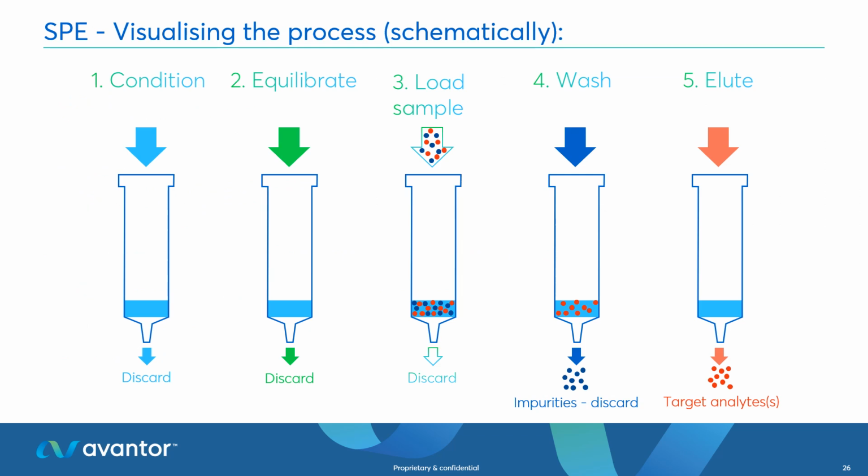So how do we go about optimizing the performance of an SPE methodology? In order to do that, we really need to understand the different steps involved. The traditional steps associated with solid phase extraction, and there are 5 of them. There's conditioning, and at this point what we're doing is wetting the cartridge.